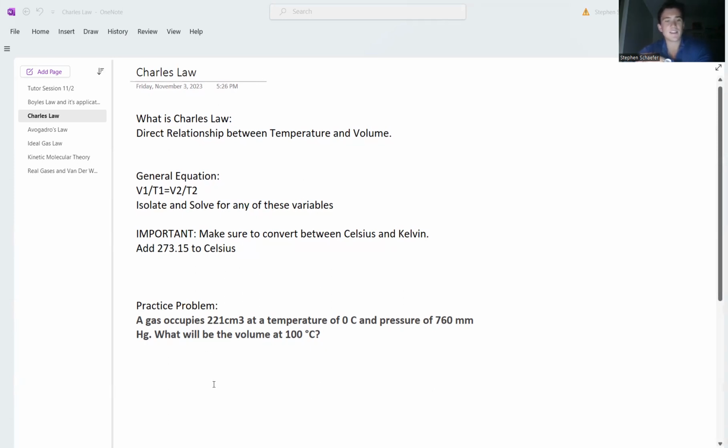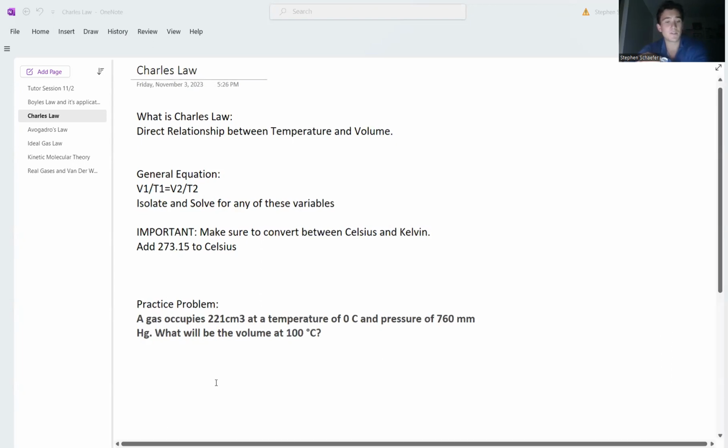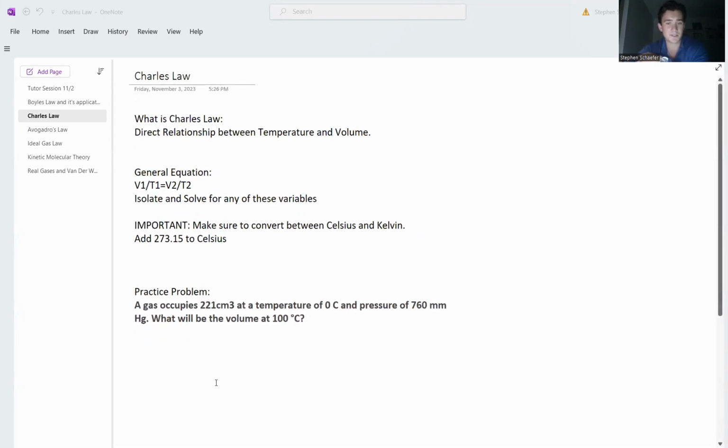So we say a gas occupies 221 centimeters cubed at a temperature of 0 degrees Celsius and a pressure of 760 millimeters mercury. What will be the volume at 100 degrees Celsius? Okay, so first thing that sticks out to me is the 221 centimeters cubed. So don't let this scare you. Centimeters cubed is synonymous with milliliters. So 221 centimeters cubed means 221 milliliters. Just another way to write it.